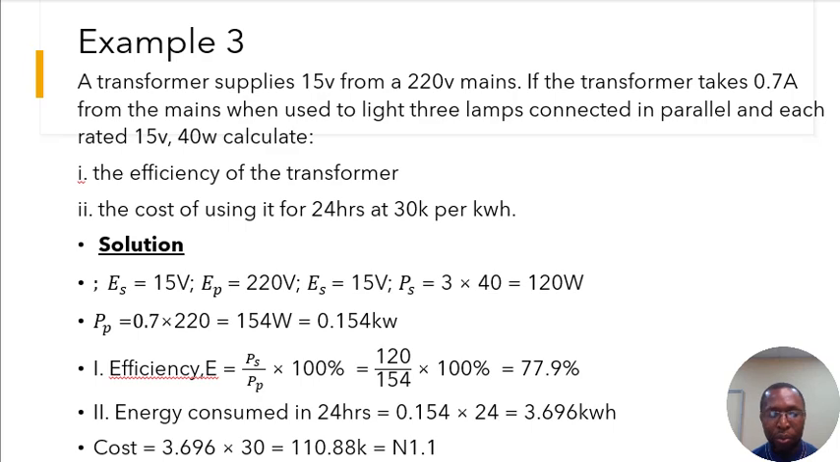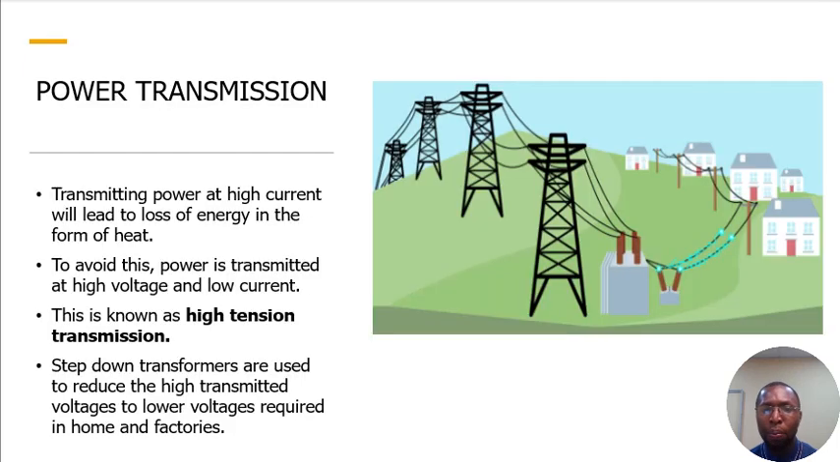All right. So having said that, let's talk about power transmission. We all use electricity in our various homes, but let me let you know that it is not the amount of power transmitted from the source that we get, it needs to be stepped down. Transmitting power at high current can also lead to loss of energy. If you transmit this power from the main source, before you get to us, it will have loss of energy. To avoid that, there is need to transmit at low current but with high voltage.